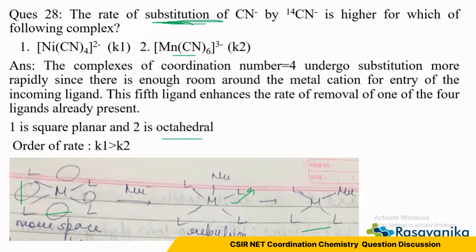But the substitution in octahedral, it has to go through the dissociative mechanism because already there are 6 ligands present, and entry of one more ligand will create a lot of steric hindrance. So because of that reason, the rate is lowered for this one, the octahedral, as compared to the square planar, right? So the rate of square planar K1 is higher than K2, order of rate of substitution of CN minus by 14CN. This is the isotope, labeled.